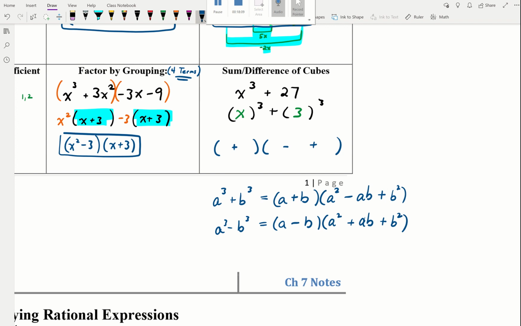Now, the benefit of this step right here is whatever's in our parentheses goes here. Makes it real simple. And then you've got 3 terms. The first is x times x, so x squared. The middle is x times 3, so 3x. And the last is 3 times 3, so 9.